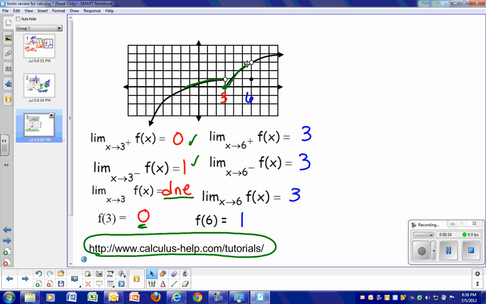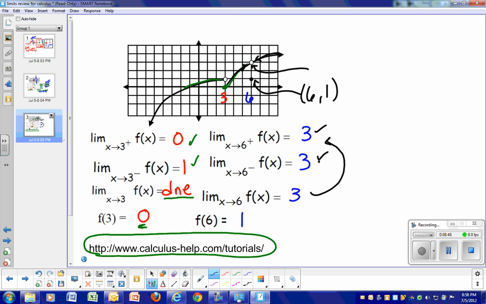All right, for the part about 6, coming from the right and from the left here, you are approaching the value of 3, which means the overall limit is 3 because these two things match. However, the function value doesn't exist. This point here is a hole. I shouldn't have even said point. That is a non-point. That is a hole. So right here, 6, 1 is the point of interest that tells us the function's value at 6 is 1.